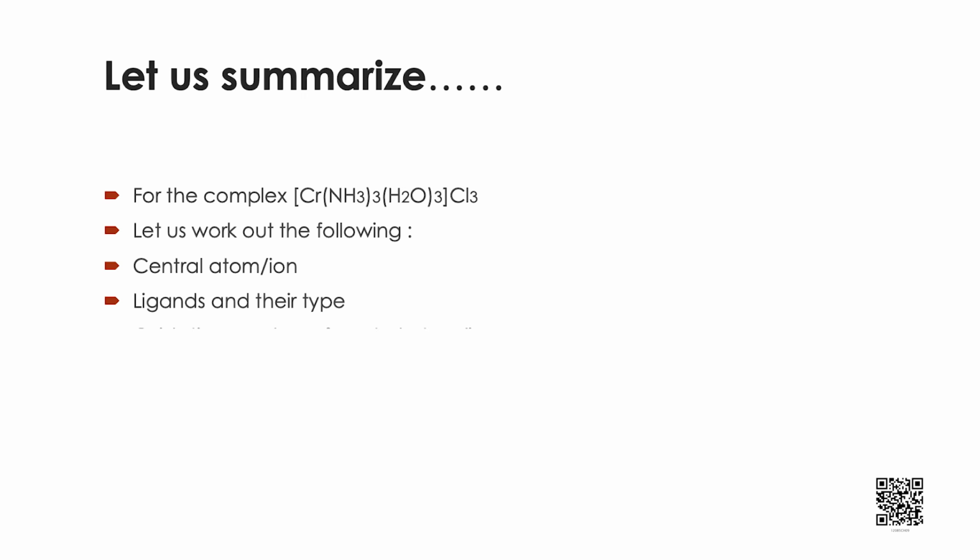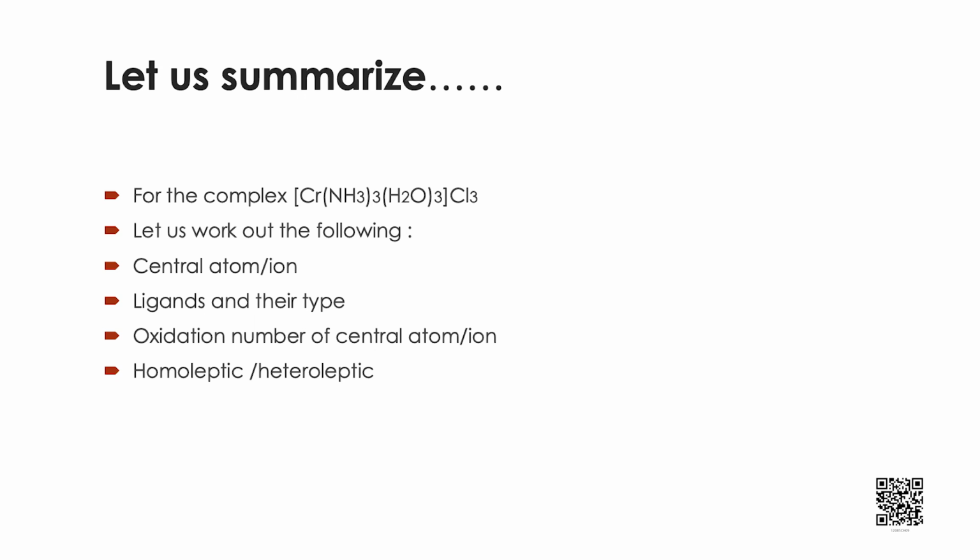Ligands and their types. What is the ligand here? Well, ammonia and water, both here are the ligands and they are neutral. Yes, as well as they are unidentate. Can you calculate the oxidation number of central atom or ion here? Yes, it is +3. Now let us find out whether it is a homoleptic complex or a heteroleptic complex. Yes, correct. It is a heteroleptic complex.